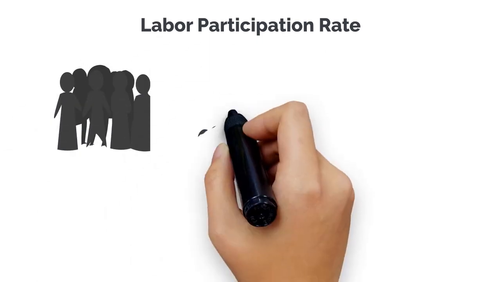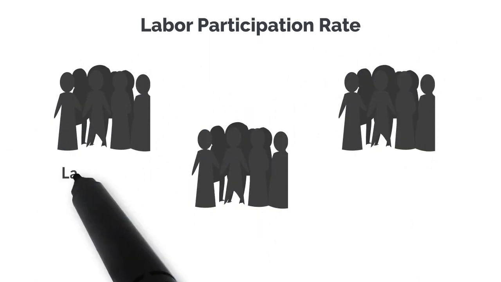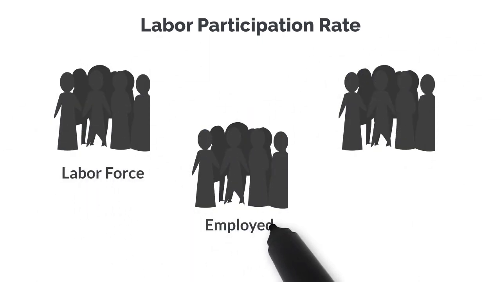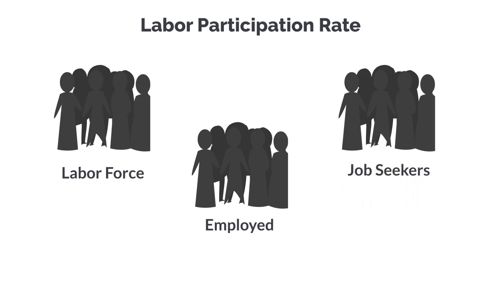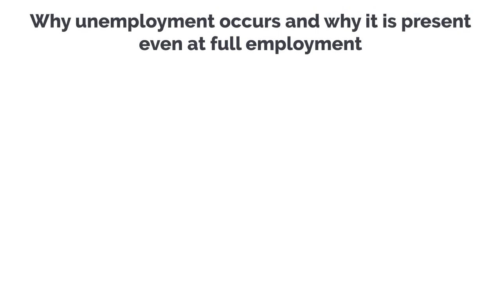The labor force participation rate shows the number of people in the labor force, the number of people with a job, as well as the number actively looking for work. Why unemployment occurs and why it is present even at full employment.